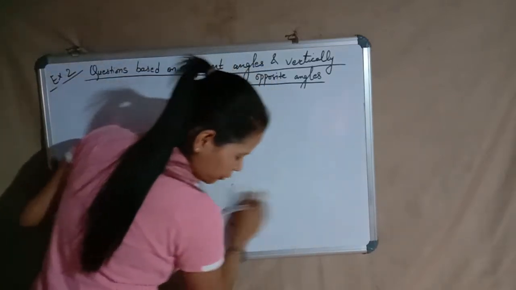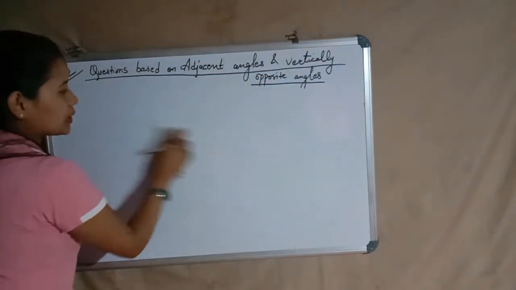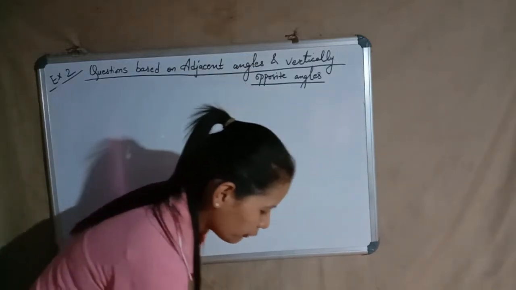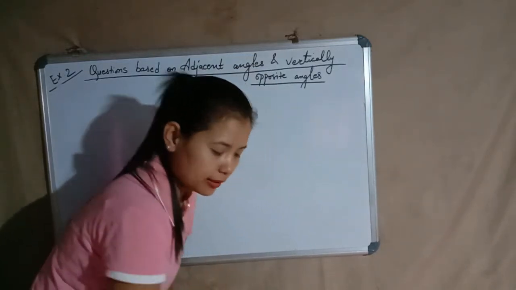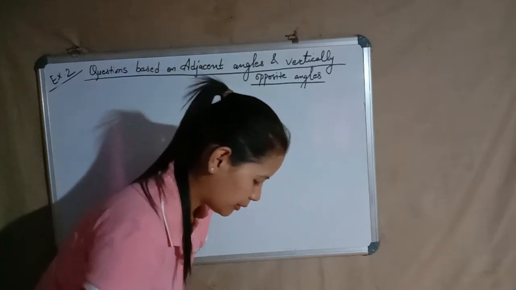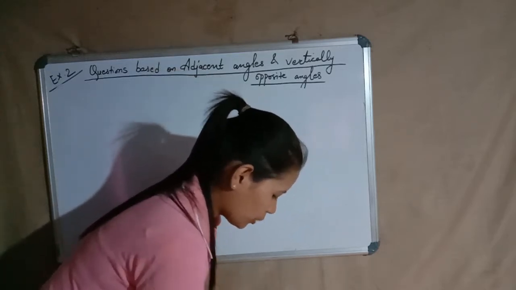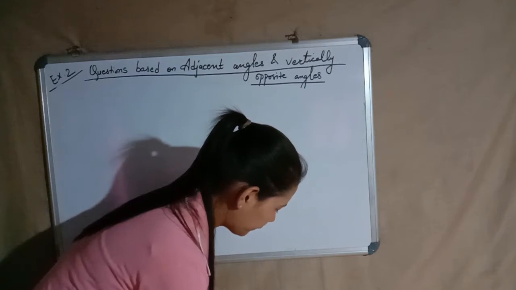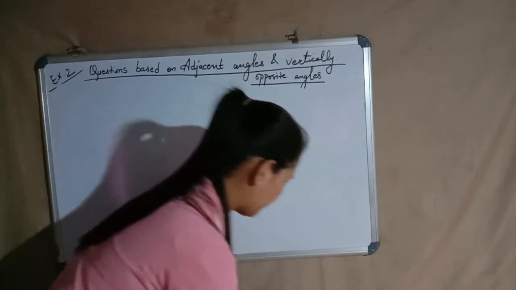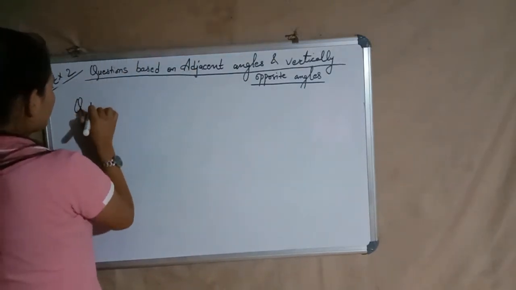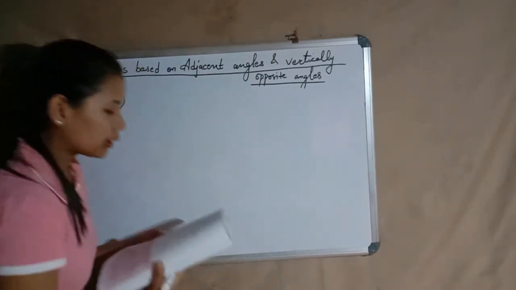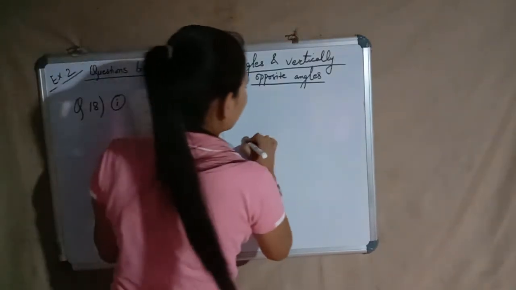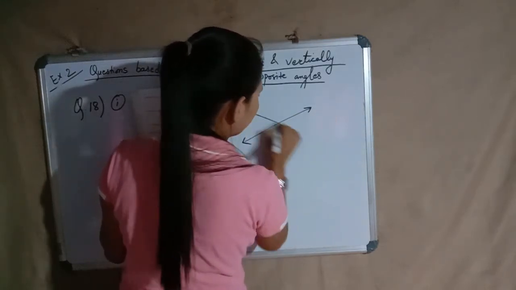Now we will do a few sums based on vertically opposite angles. We have a very important property about vertically opposite angles, which says they are equal in measurement. So we'll be taking question number 18. Sorry, in question number 18 we do not have any part, we just have the diagram.